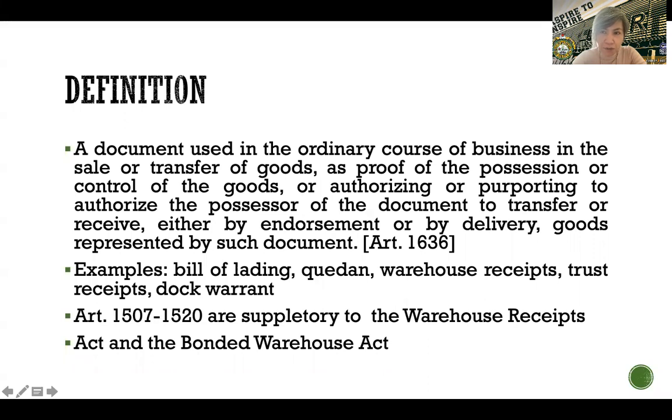An example of this will be the bill of lading, the warehouse receipts, trust receipts, and dock warrant. So Articles 1507 to 1520, guys, these are only supplementary rules with regards to warehouse receipts. We have a special law for this, the Warehouse Receipts Act and the Bonded Warehouse Act.